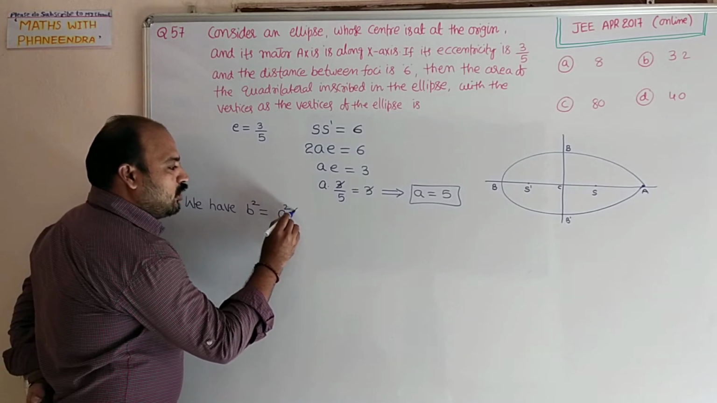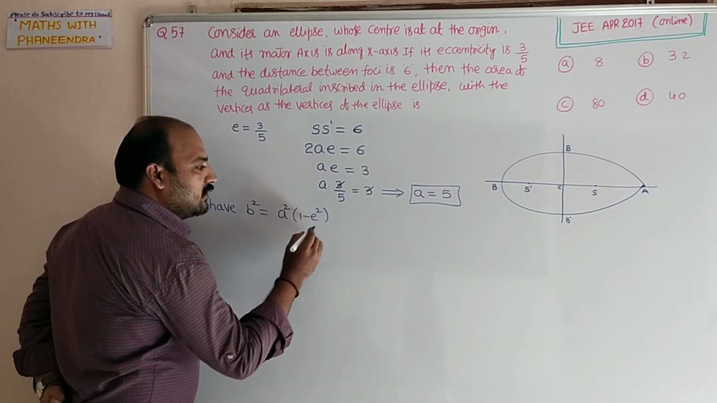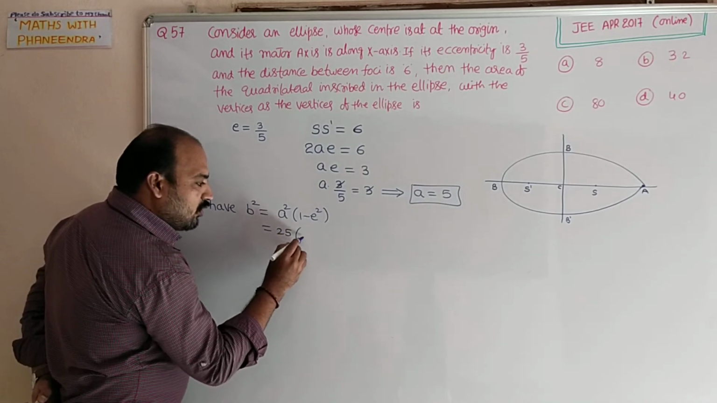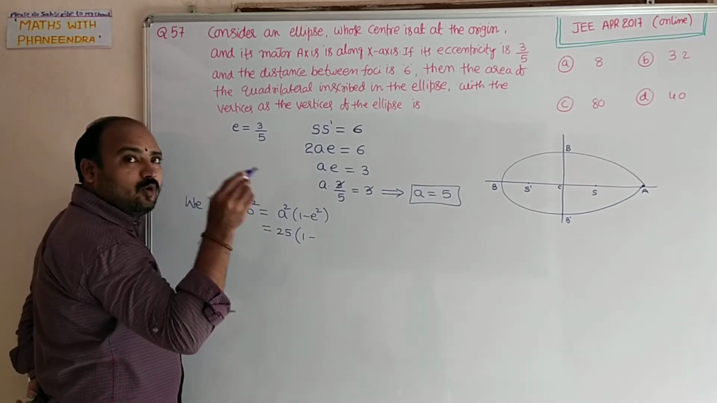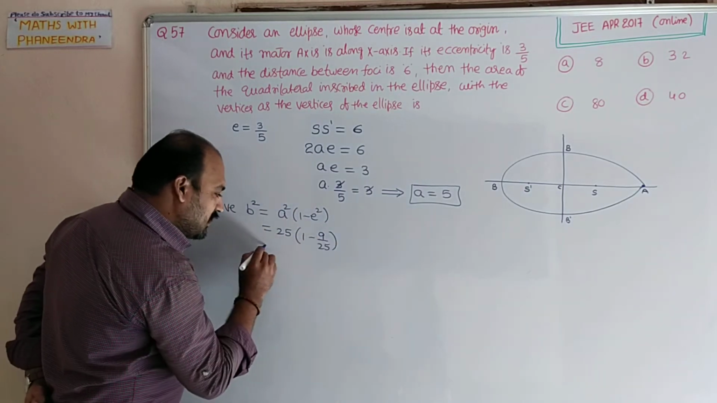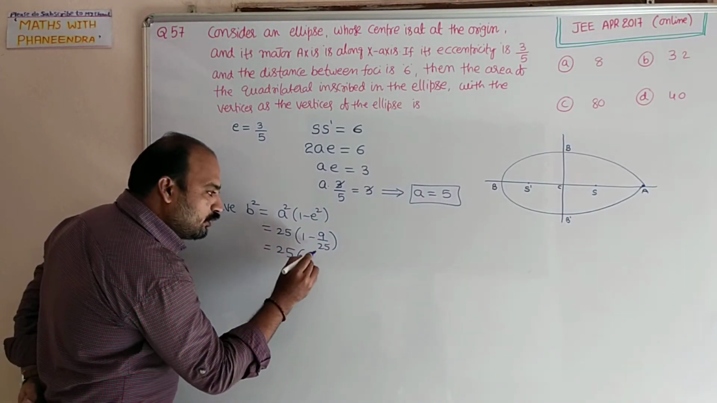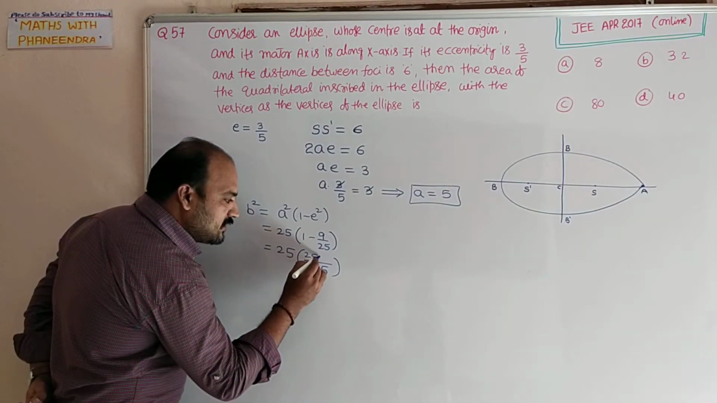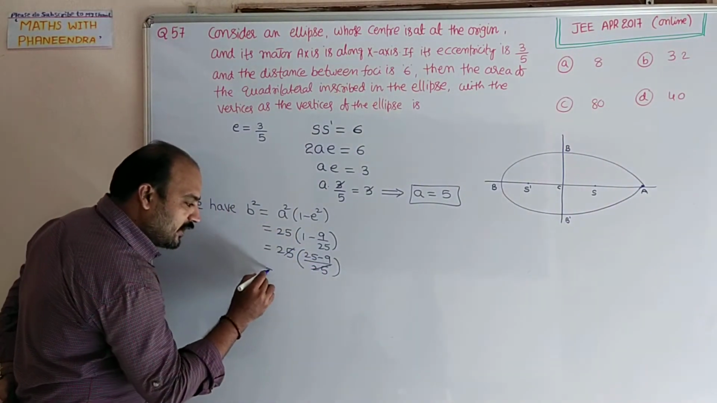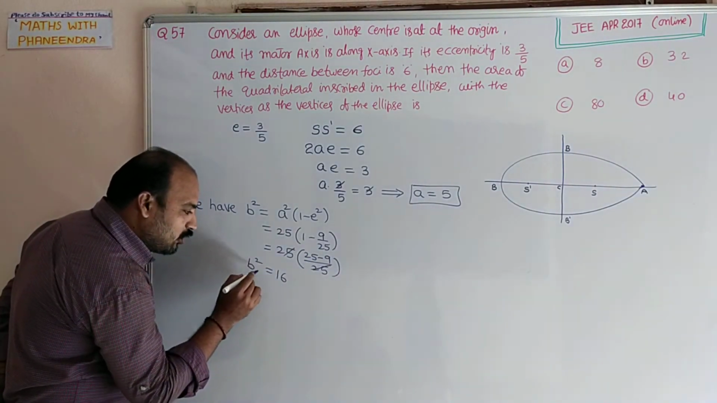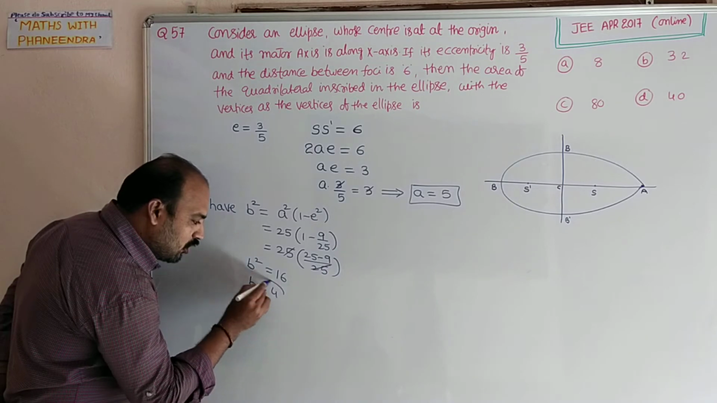A square into 1 minus e square. So a square means 25, and 1 minus e square is 3 by 5 whole square, that is 9 by 25. So it equals 25 into, after taking LCM, 25 minus 9. 25 gets cancelled. 25 minus 9 is 16. So b square equals 16, b is equal to 4.